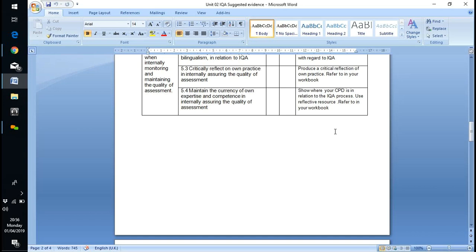Quite often, awarding bodies do put courses on for IQA, which don't lead to a qualification, but are similar to the sessions we've been doing on here. But sometimes they are for, or I've found they are for, new IQAs and new assessors rather than experienced ones that have been at it for a while. And sometimes I think that's wrong.